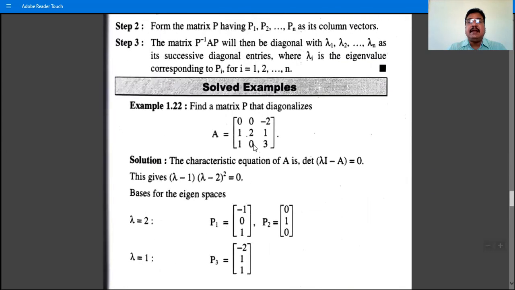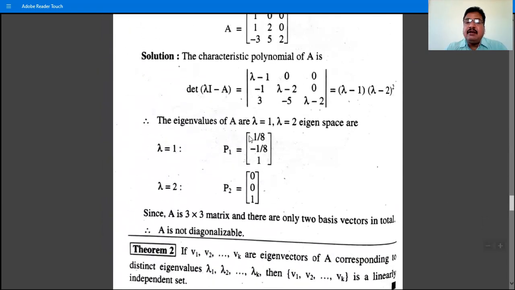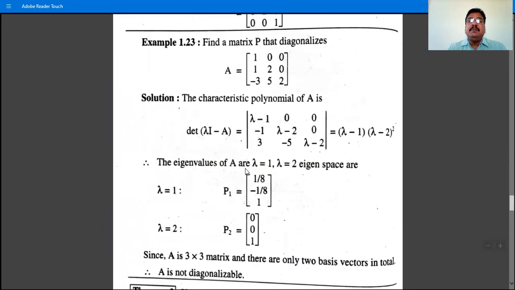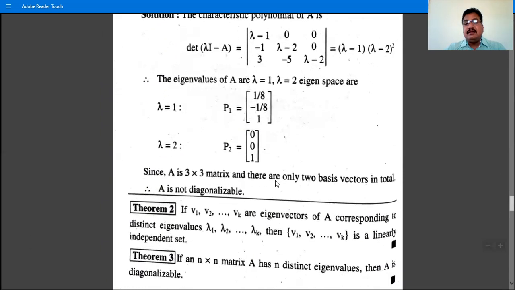When we say A is diagonalizable, if the order of A is 3, then A has 3 linearly independent eigenvectors. Suppose A is a matrix of order 2 by 2, then A is diagonalizable if A has 2 linearly independent eigenvectors. But here A is of order 3 by 3 and has only 2 linearly independent eigenvectors, and therefore A is not diagonalizable.